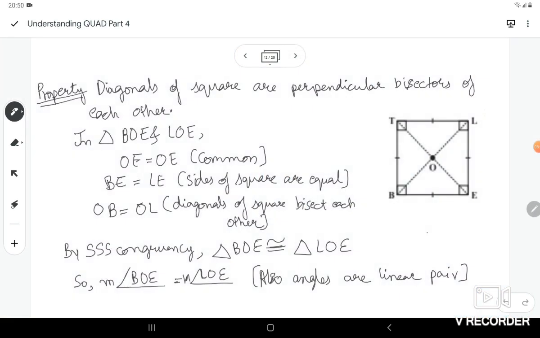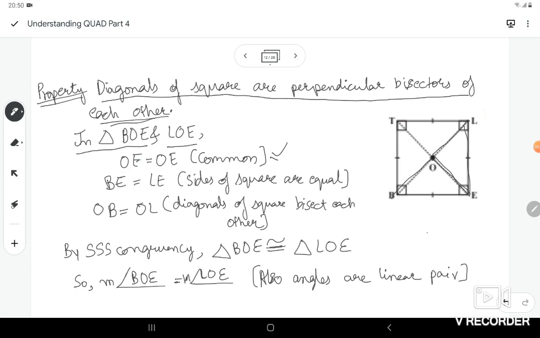Now moving on to the property of a square. It says diagonals of a square are perpendicular bisectors of each other. Now how are we going to prove this? See triangle BOE and triangle LOE. You can take any of the two adjacent triangles.